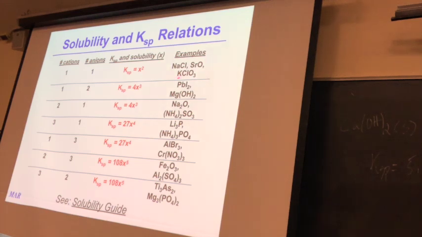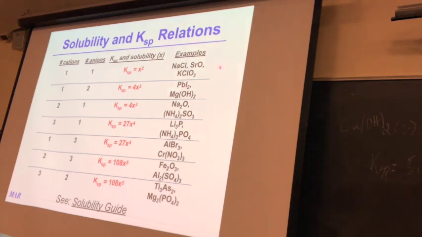Anytime you have a 2-to-1 ratio of ions, like 1 metal to 2 nonmetals, or like these ones right here, 2 metals to 1 nonmetal, it's going to be KSP equals 4x cubed. So if you have the KSP for ammonium sulfite, which I have no idea what that is, and you were curious how soluble it was in moles per liter, you would solve for x, all right? That's what you would do.